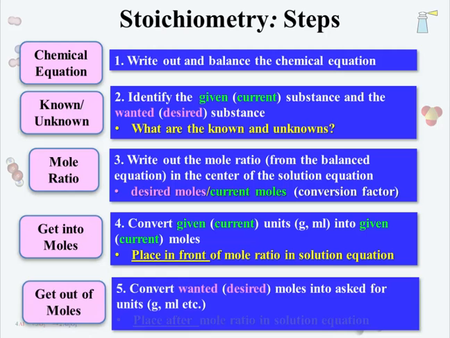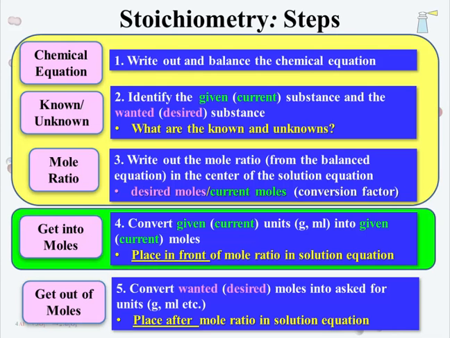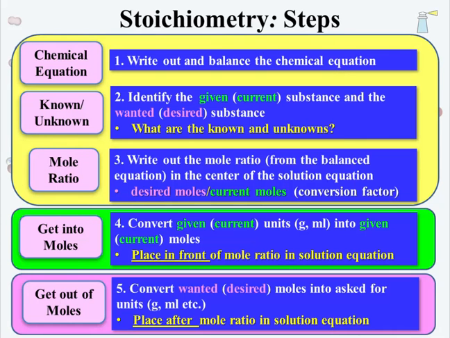These moles will need to be converted into the unit type asked for in the problem. Often those units are in mass or molarity, but in this lecture, they will also be the volume of a gas. Place this conversion after the mole ratio in the solution equation. The moles of the wanted or desired substance should cancel out. If not, there might be an orientation problem with the conversion factor in this step. The first 3 steps are the mole ratio steps. Step 4 is getting into moles, and step 5 is getting out of moles.